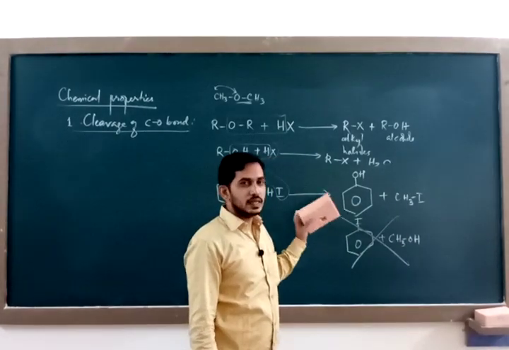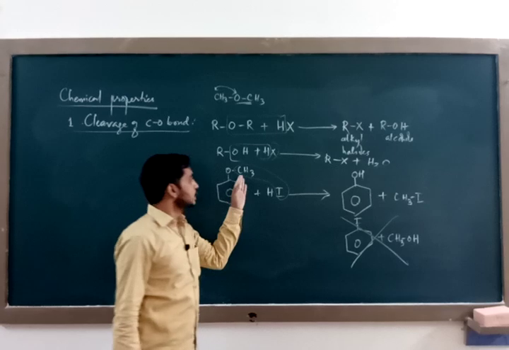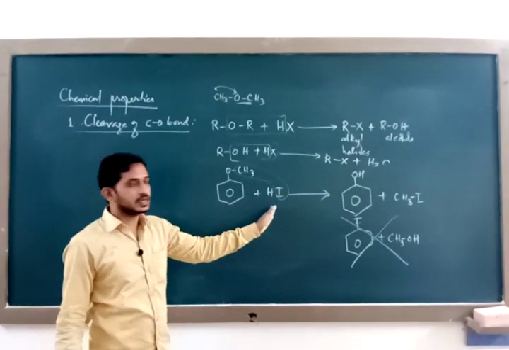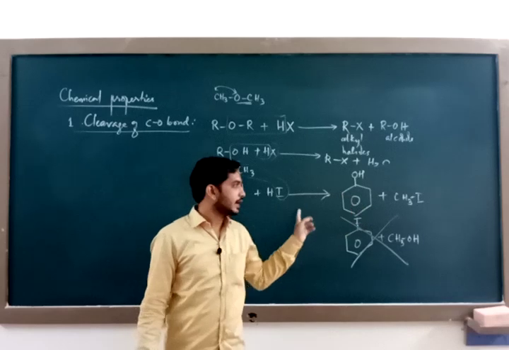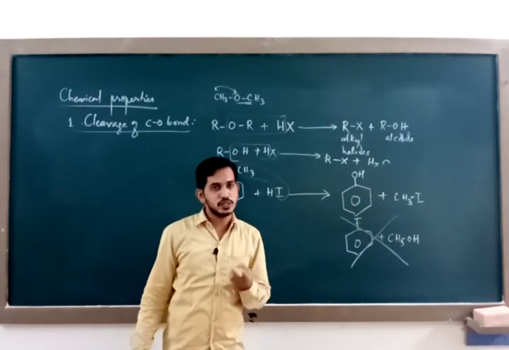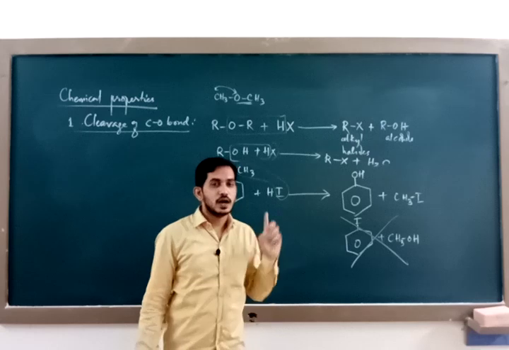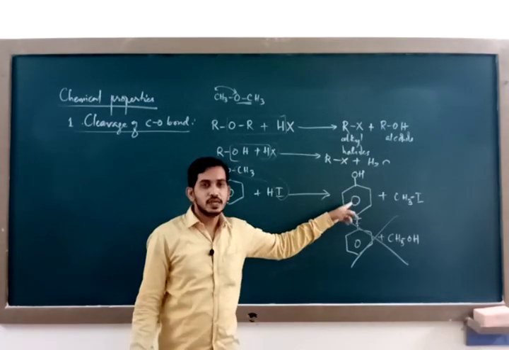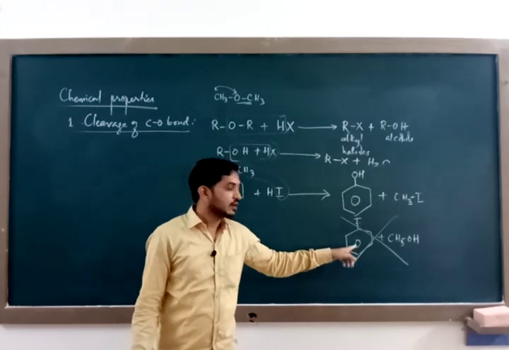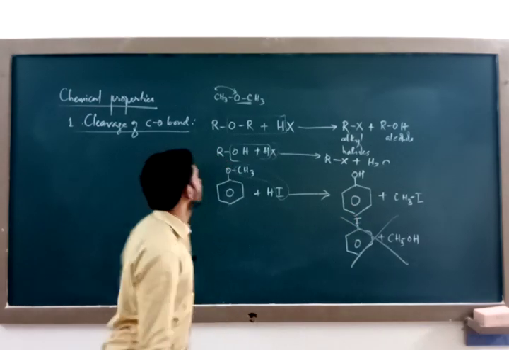This is asked frequently in the exam as what happens when anisole is reacted with HI? Give equation. Writing the statement that phenol is obtained carries 1 mark, and writing the same equation carries another mark. So it is a 2-mark question. Do not get confused. Anisole upon reacting with hydrogen iodide gives you phenol and not iodobenzene as product.